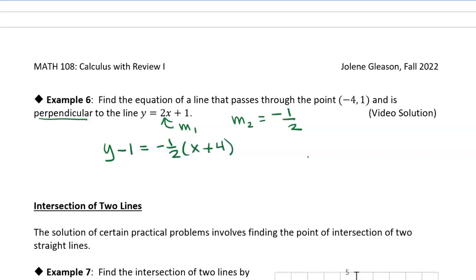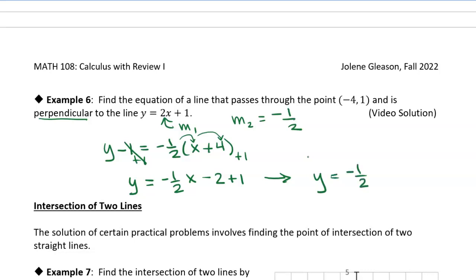All right, so I'm going to do the same thing. I'm just going to rearrange this and put it in slope intercept form. So I'm going to add 1 to both sides, and then I'm going to distribute this negative 1/2. So I get y on this side because this is going to go away, and then I'm going to get negative 1/2 x plus, oops, it's actually minus, because I'm taking negative 1/2 times positive 4. So I get negative 2, and then plus 1. So then I can rewrite that in slope intercept form as negative 1/2 x. Negative 2 plus 1 is negative 1. All right, so there's the equation for my line that's perpendicular to the line y equals 2x plus 1 passing through negative 4 comma 1. All right, I'll meet you in the next video.